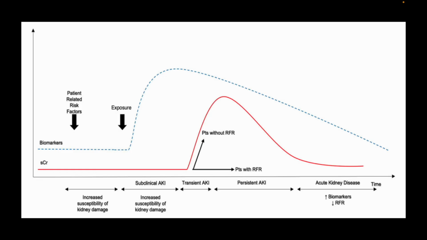So there is a continuum of AKI and AKD in patients with or without reduced RFR. Now, before an AKI episode, patient-related risk factors define the kidney's susceptibility. Based on this, a different intensity of exposure is required to lead to subclinical or clinical AKI. Now, the baseline renal function is important because of the patient-related factors.